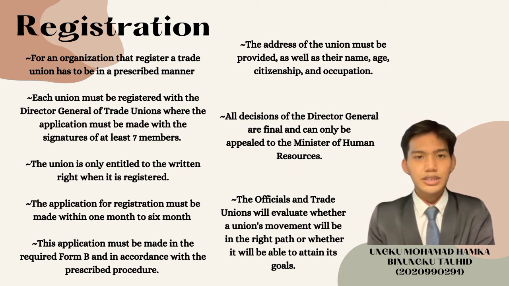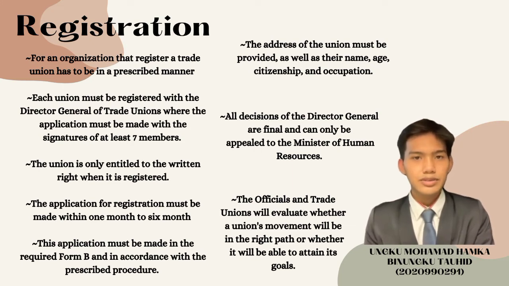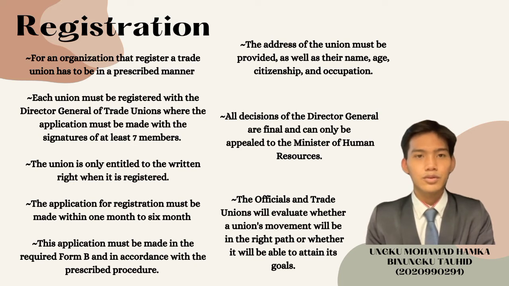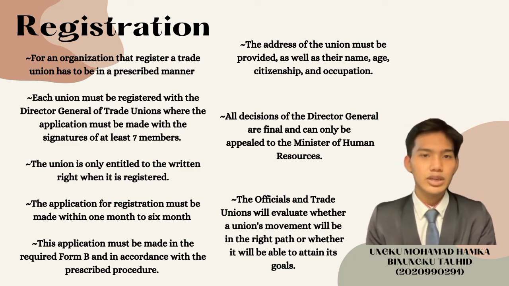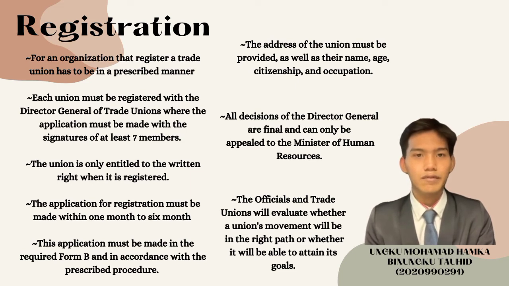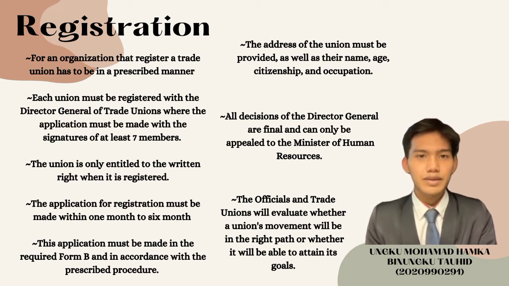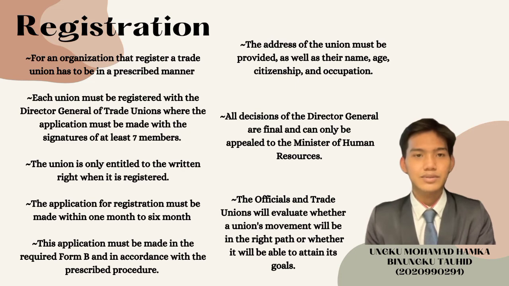The Director General of Trade Union, DGTU, has a huge power regarding registration and any other matters related to trade union. The definition of registration is the act of recording a name or information on an official list. An organization that registers a trade union has to do so in the prescribed manner according to Section 12A, 12.1 of the Trade Union Act. Each union must be registered with the Director General of Trade Union, where the application must be made with the signature of at least 7 members. Then the Director General of Trade Union will issue a certificate of registration, where the authority to approve the application is at his discretion. The union is only entitled to the rights when it is registered.